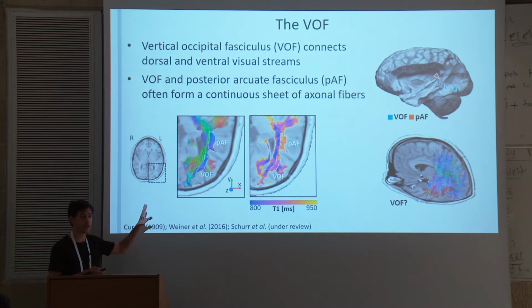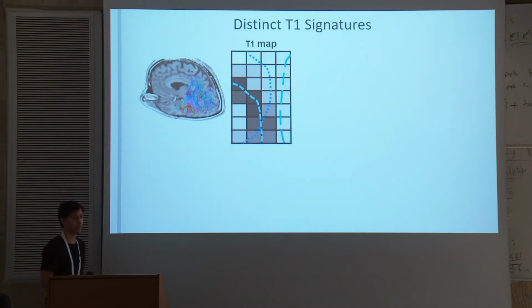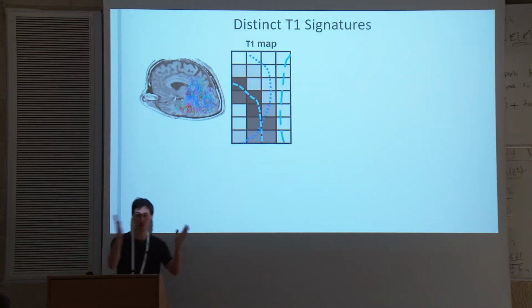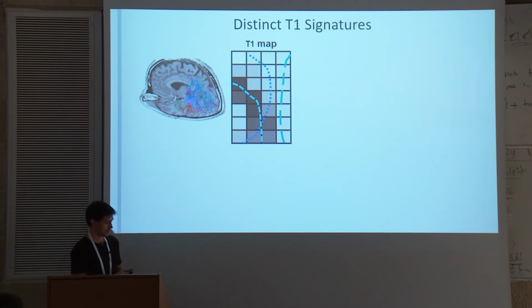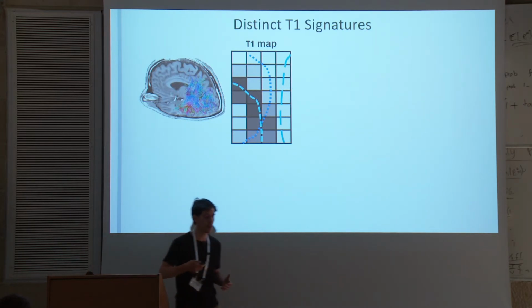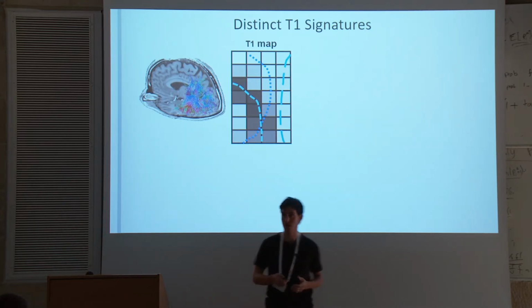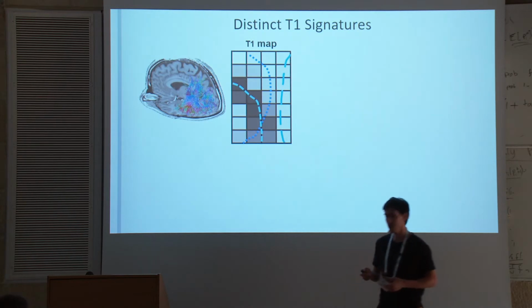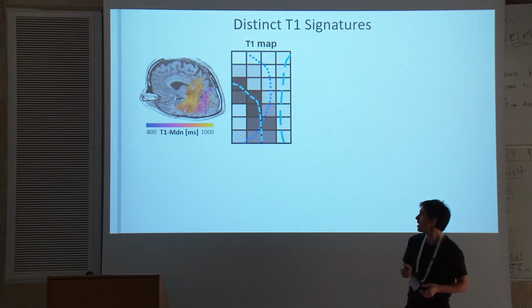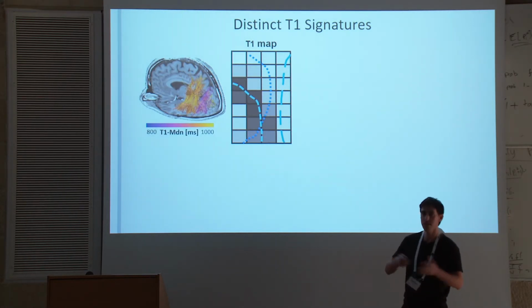not just one slice? So if we go to the streamline level, we can take our streamlines and overlay them on top of a T1 map. And then what we do is we take, for each streamline, we can calculate some characteristic T1, let's say the T1 median, that's what we did. And if we color these tracts by the T1 median, you can see that there are very distinct clusters.